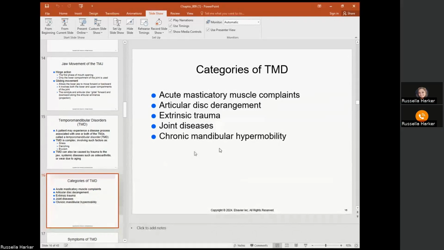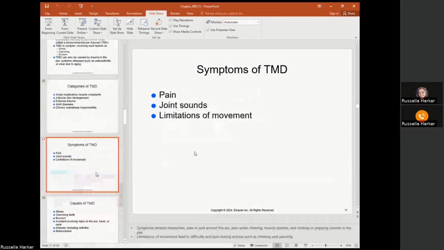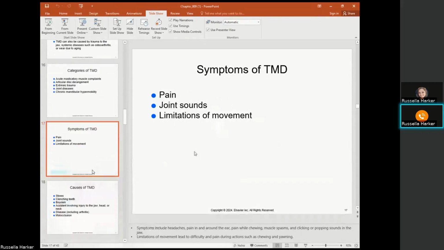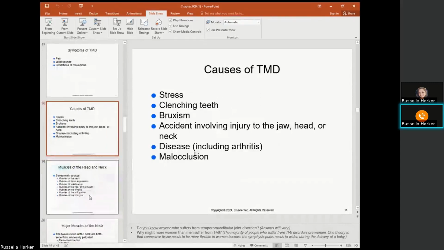Other causes of TMD include accidents involving injuries to the head, jaw, or neck, diseases of the joint, including several varieties of arthritis, and malocclusion, which is when the teeth come together in a manner that produces abnormal strain on the joint or surrounding tissues. So here we went over that you can have pain, joint sounds, and limitations of movement, and we went over the causes as well.